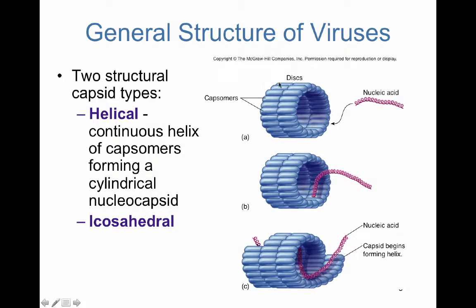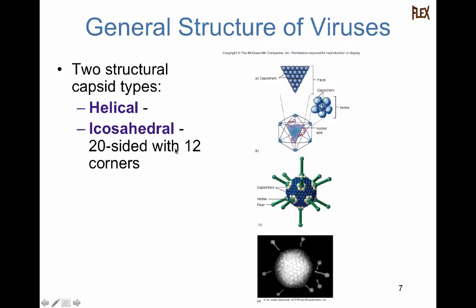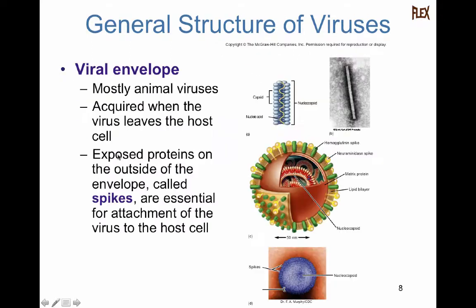Now there's two basic structural capsid types. You can have a continual helical structure, which consists of capsomers that form this cylindrical-like structure, or you could have an icosahedral structure that has many sides. In this particular example, it's showing you one that has 20 sides with 12 corners, but there can be variations upon this theme. So we either have, again, helical, which is more of a cylindrical structure of the capsid, or icosahedral, which has many sides.